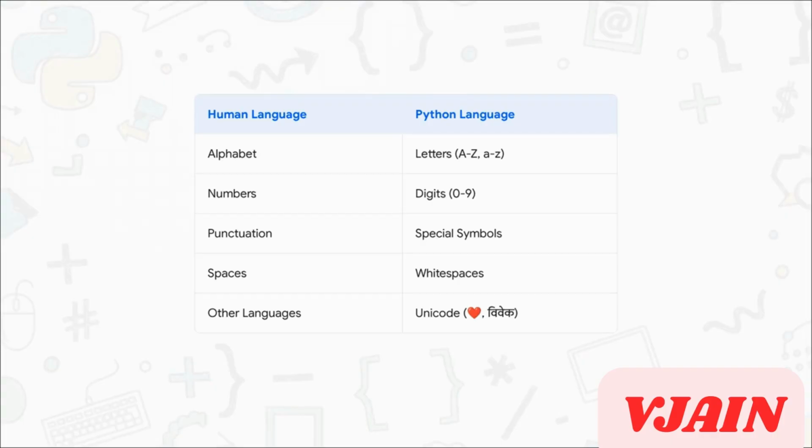So look at this. We've come full circle. The whole analogy just clicks into place, doesn't it? Our human alphabet lines up with Python's letters. Our numbers are its digits. Our punctuation marks are its special symbols. The spaces we use to write are Python's all-important white spaces. And our ability to speak different languages is mirrored by Python's amazing support for Unicode.